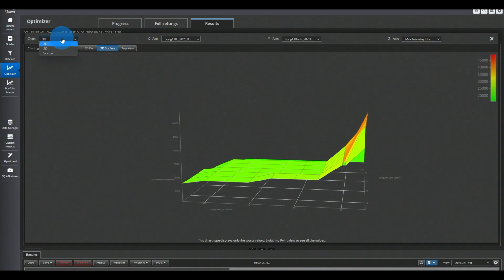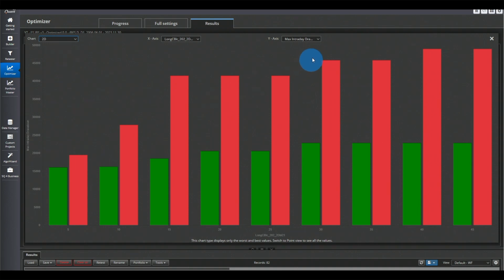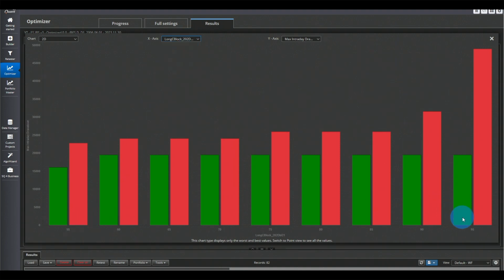Now there's another way to look at this, which is if we go to 2D, and this is the maximum intraday, and this is the entry. So for the entry from 5 to 45, we can see that the best one is at 5. So green is the best and red is the worst. And you can see the difference here is big. And if we switch to the exit, so now it's 55 to 95. Above 95 is also bad. So we know that anything above 10, below 90 will be good.